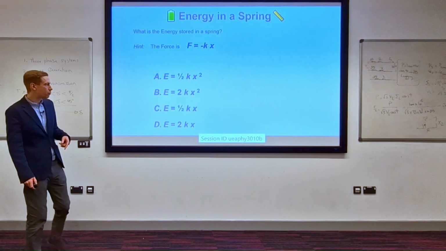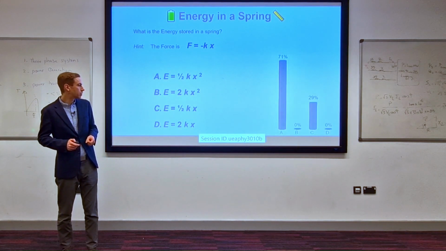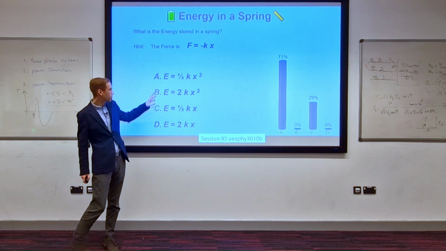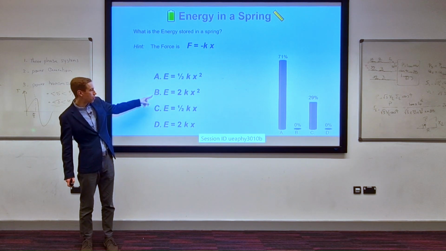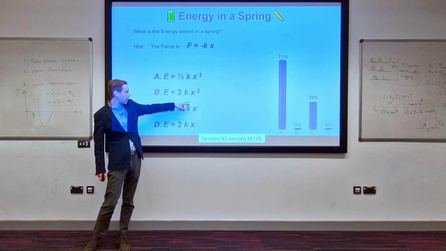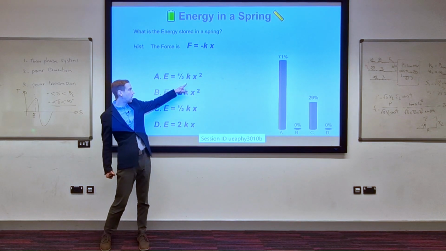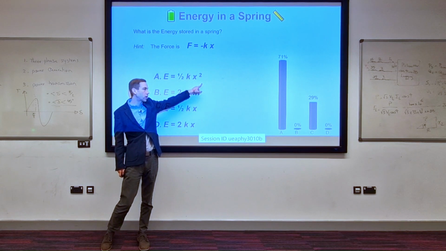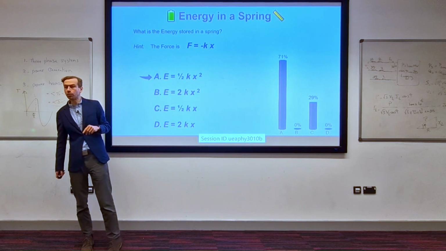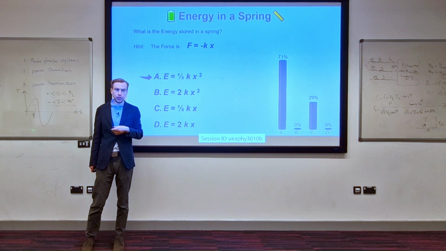All right, then, let's see what everybody thinks. What's the energy stored in our spring? Let's have a look. Okay, so people thinking it could be mainly A or C. So I think everybody's remembered it's got to be like the half kx something. But just remember, when we think about the energy, it's the half kx squared. Okay, so the correct answer is option A. So very well done, everybody, with that question.